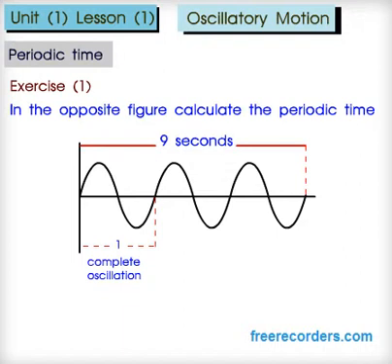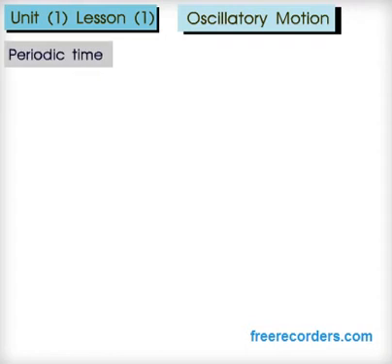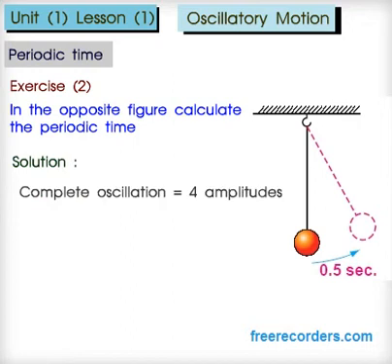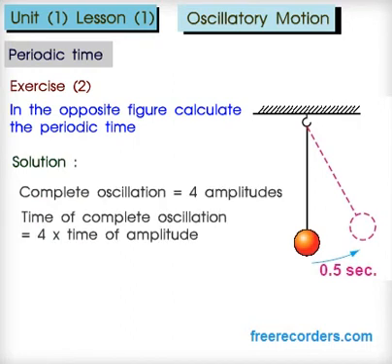Exercise number 1. In the opposite figure, calculate the periodic time. Solution: T equals 9/3 equals 3 seconds.